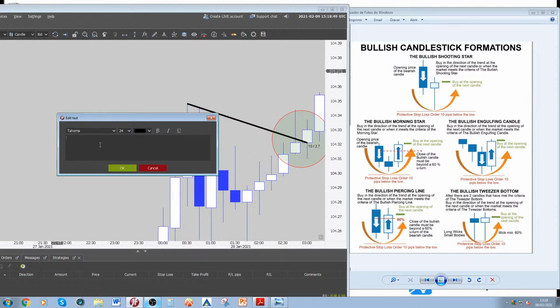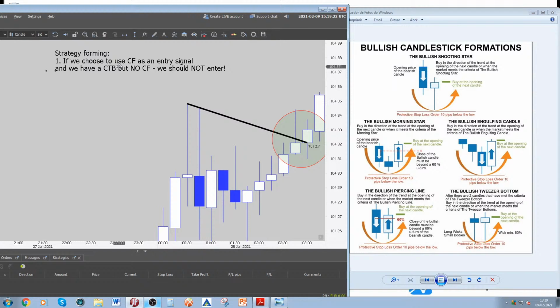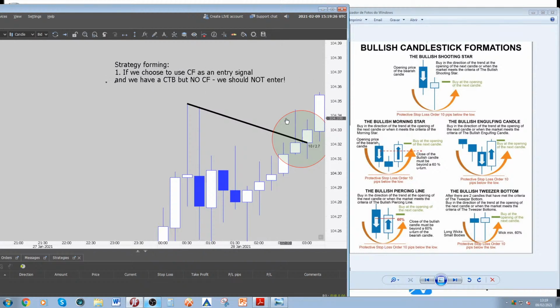Strategy forming. Number one, if we choose to use candlestick formations as an entry signal, and we have a CTB, counter trend line break, but no candlestick formations, we should not enter. Make sense, everybody? When we are forming our strategy, and this is an example, if we choose to use candlestick formations as an entry signal and we have a counter trend line break but no candlestick formations, we should not enter. Oh, but it's a counter trend line break. Yes, it is. Make sense, everybody?